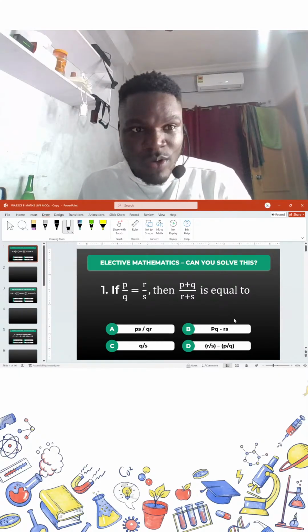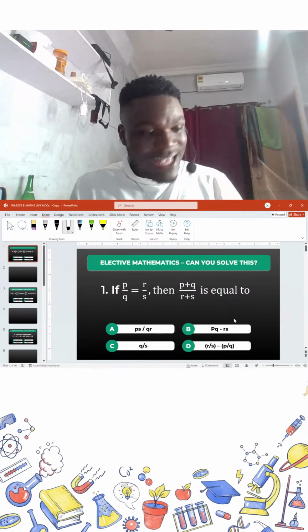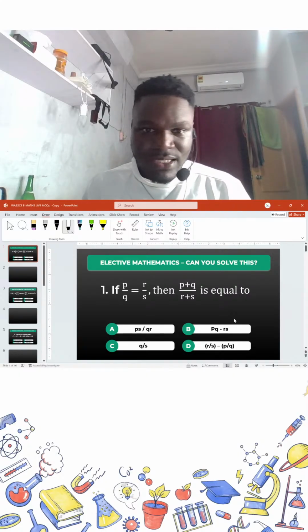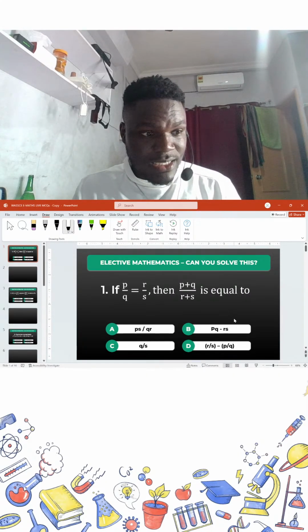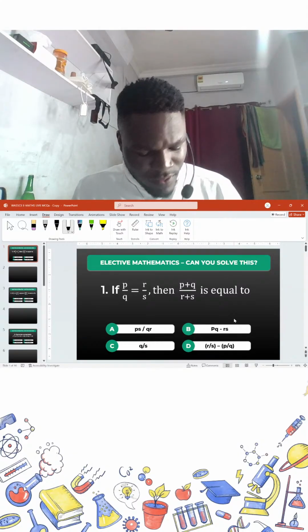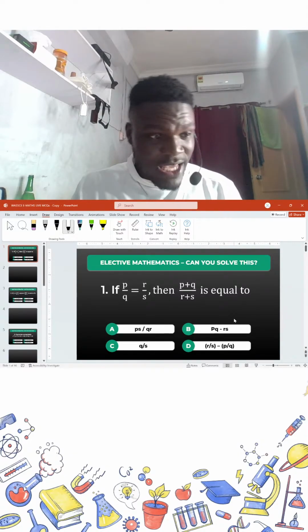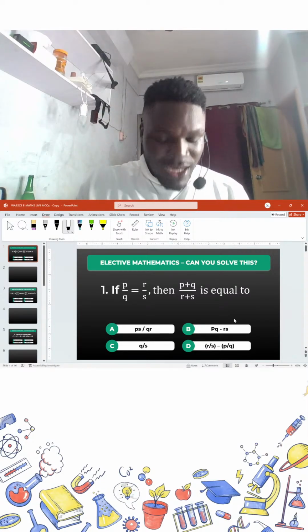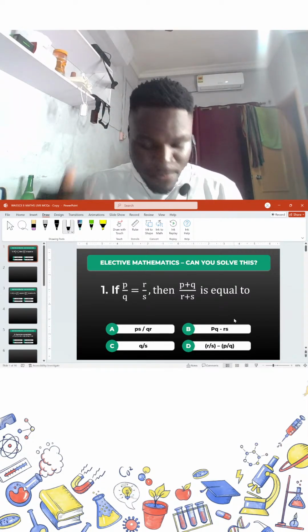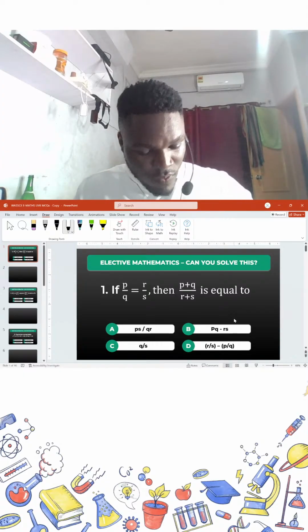And today we will be looking at some past objective questions and subjective questions on mathematics, specifically elective mathematics for WAEC candidates. But if you are from any other country and you write SAT or any other paper, this session is for you. We will be looking at the questions one after the other. We'll solve them, we look at the possible answers, and then we move forward.